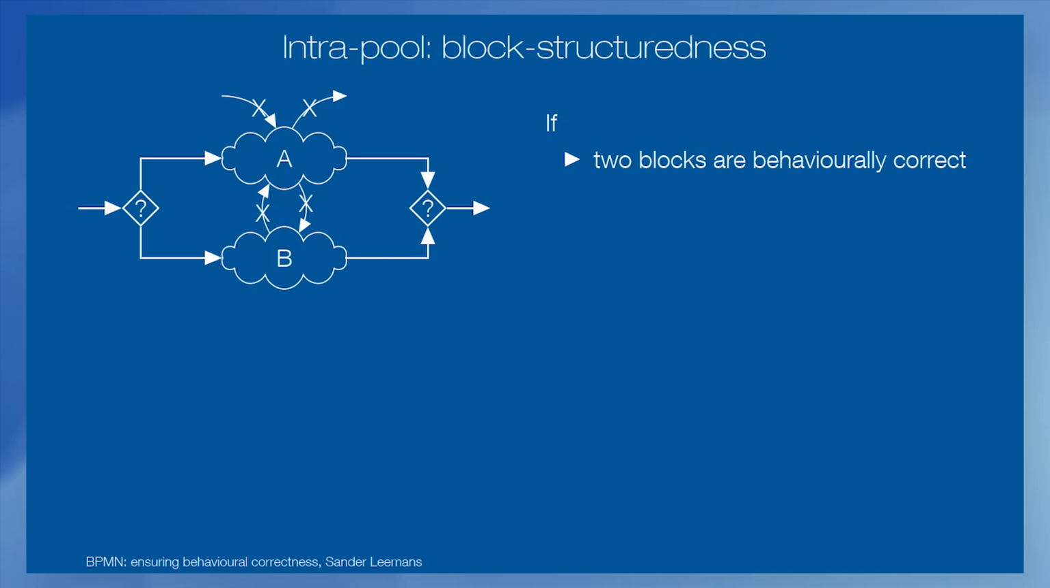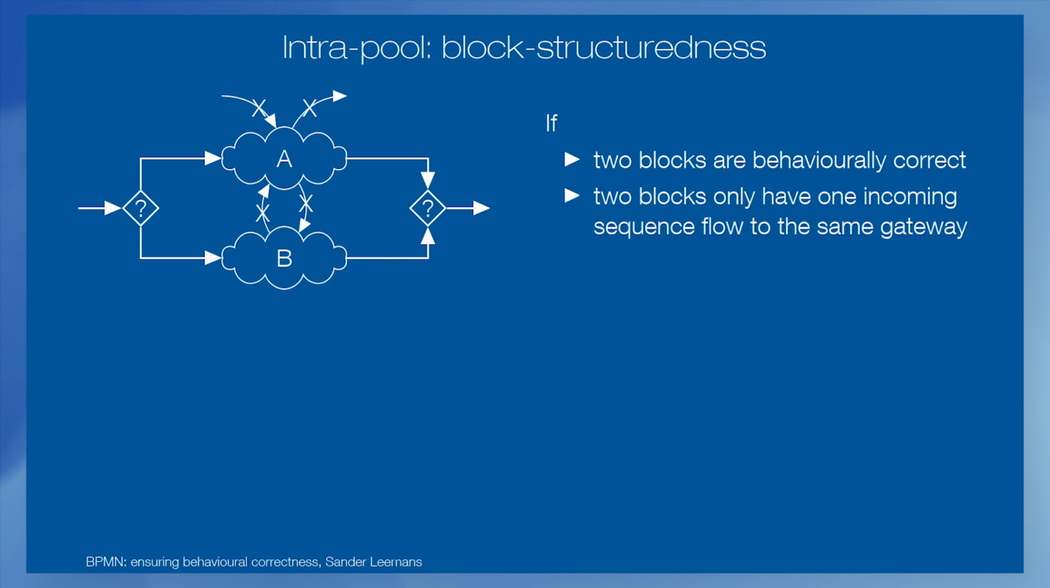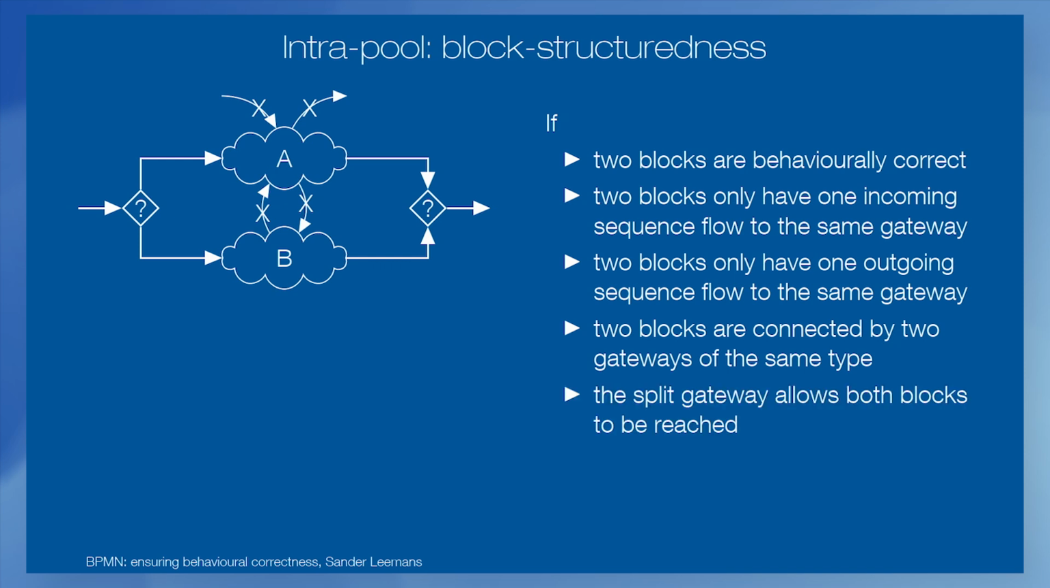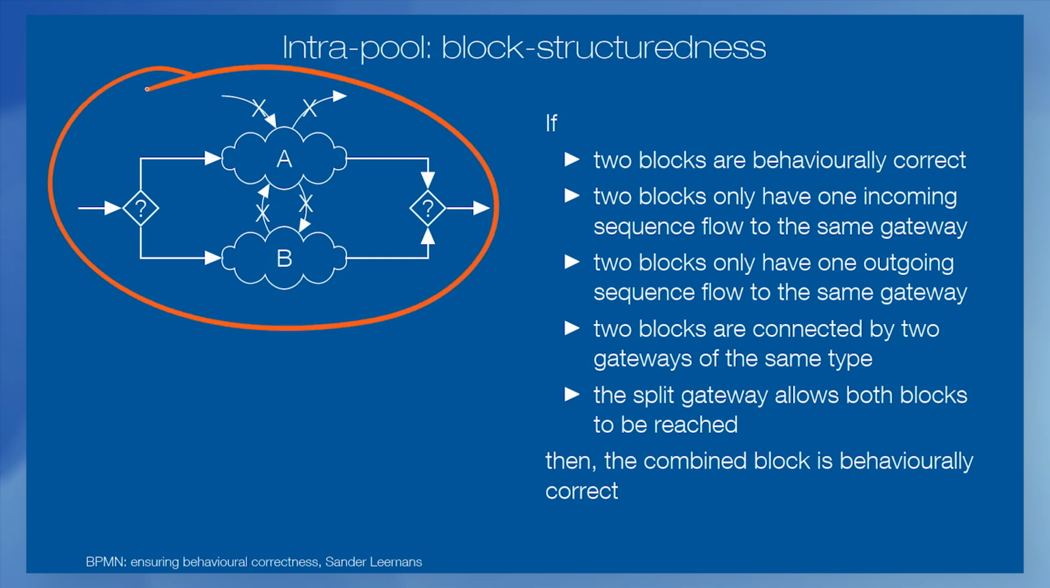If you can identify two blocks such that these two blocks by themselves independently are behaviorally correct, and the only sequence flows going into those blocks come from the same gateway, and the only outgoing sequence flows from the blocks go to the same gateway, and the two blocks are connected by these two gateways, and these two gateways have the same type, so both XOR or both AND or both OR, and the split gateway allows both of these blocks to be reached, so there is no condition that's always false, then the connected blocks, the entirety of this whole thing, is your outer block, and it is behaviorally correct.